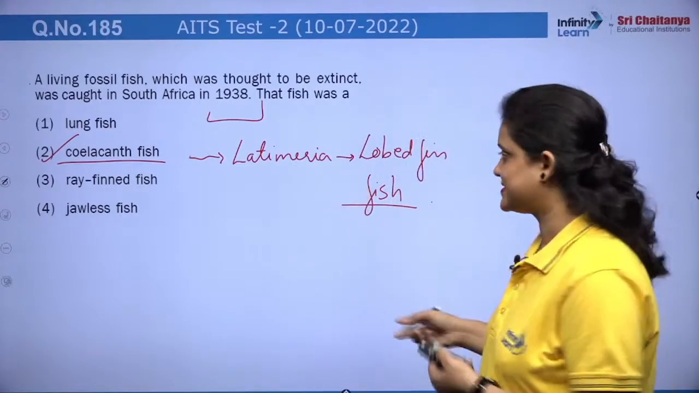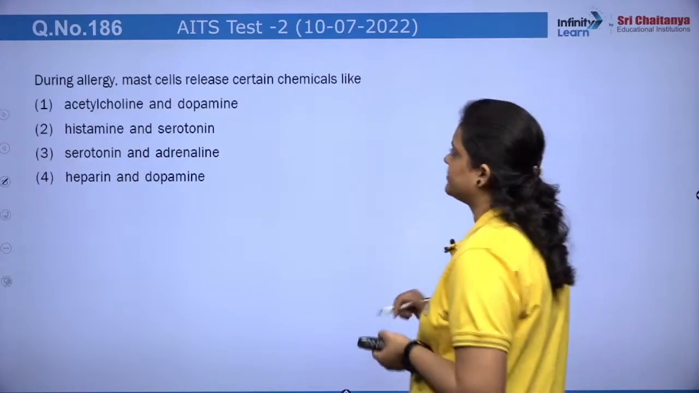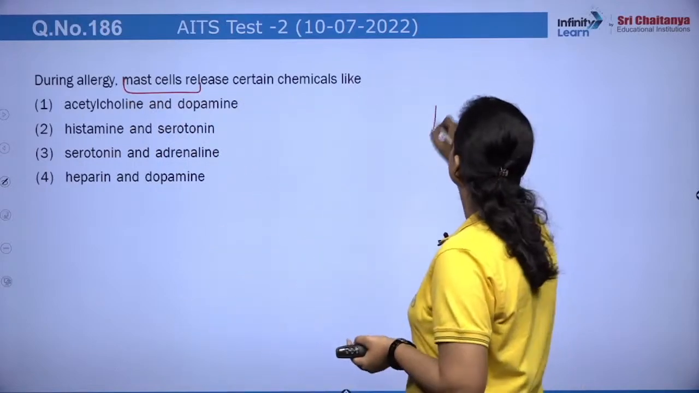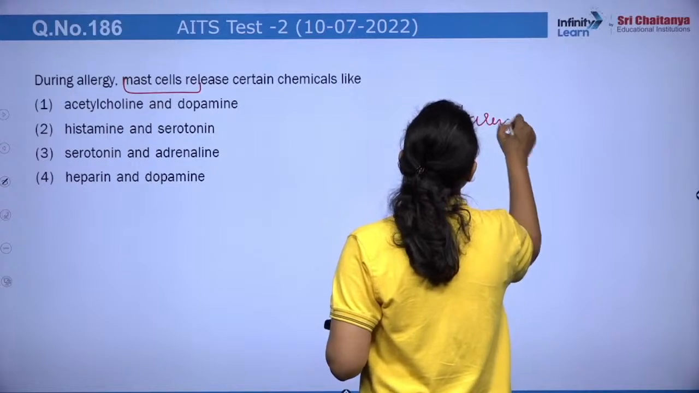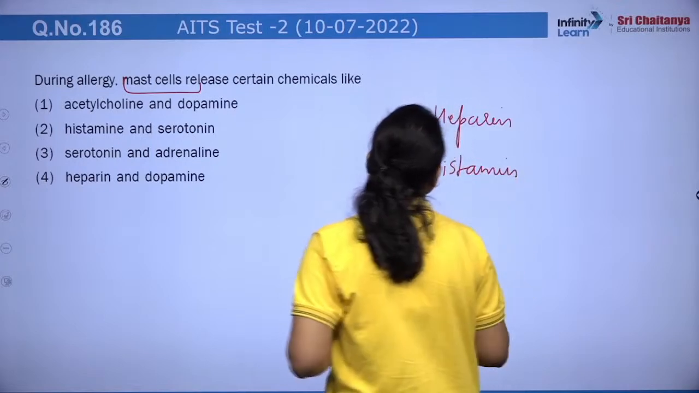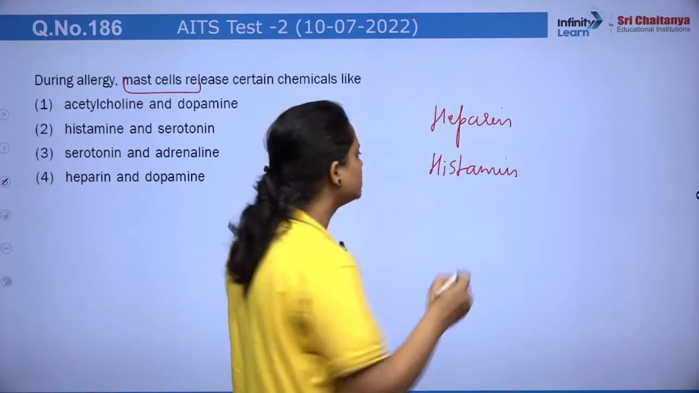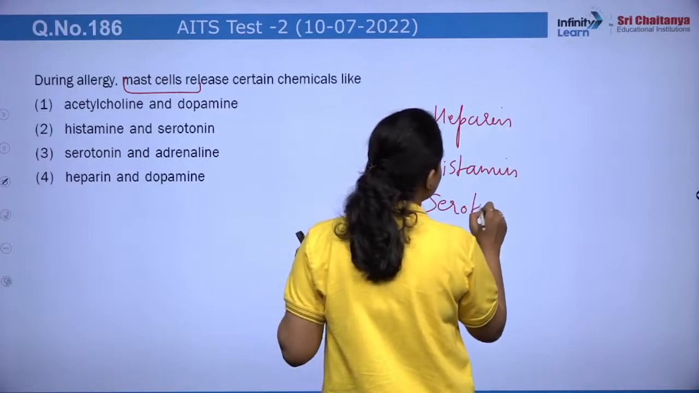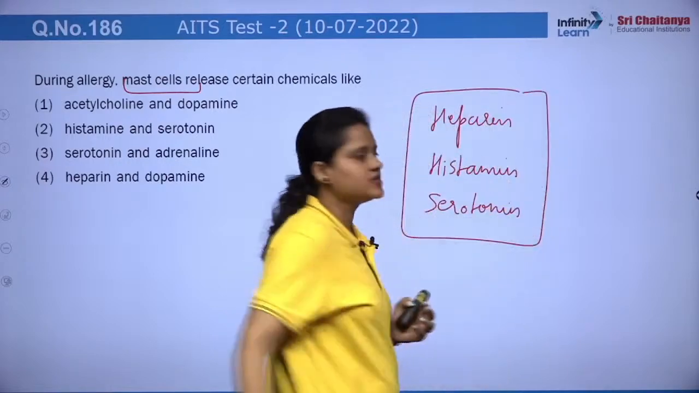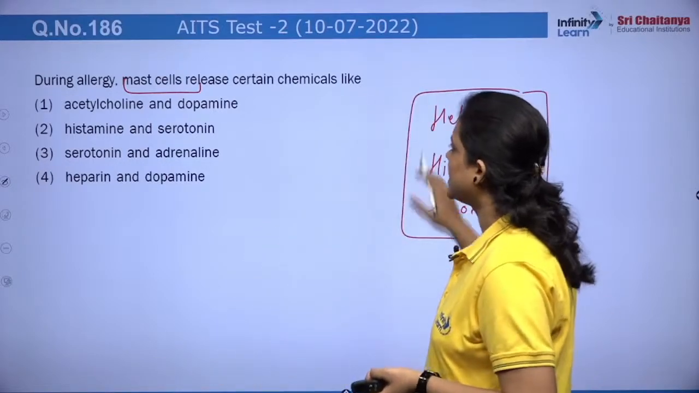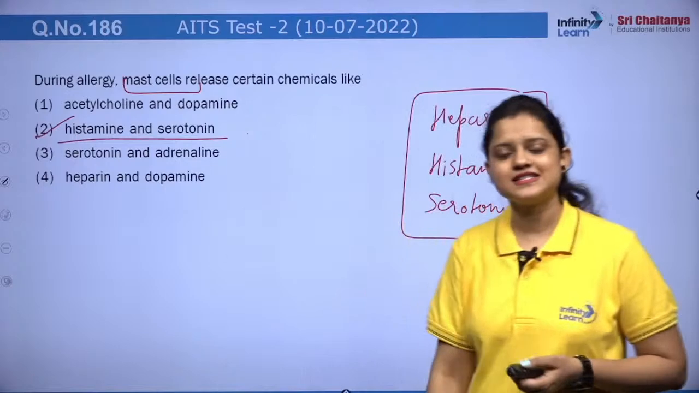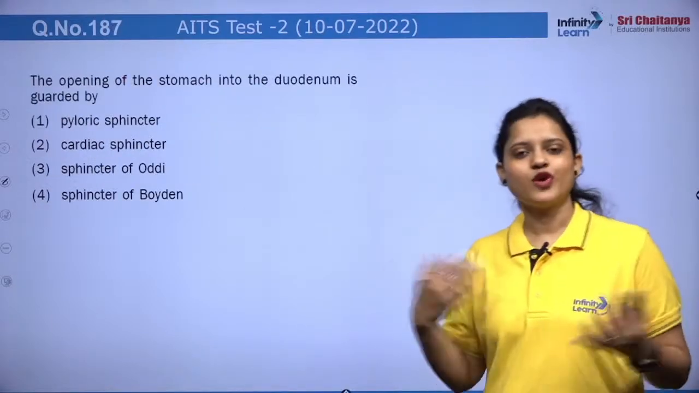During allergy, mast cells release certain chemicals. So mast cells will release heparin, which is an anticoagulant, histamine, which is a vasodilator, and serotonin, which is a vasoconstrictor. So all these three chemicals are released by mast cells at the time of allergy. So the correct option here will be 2, that is histamine and serotonin. Let's move on to our next question.